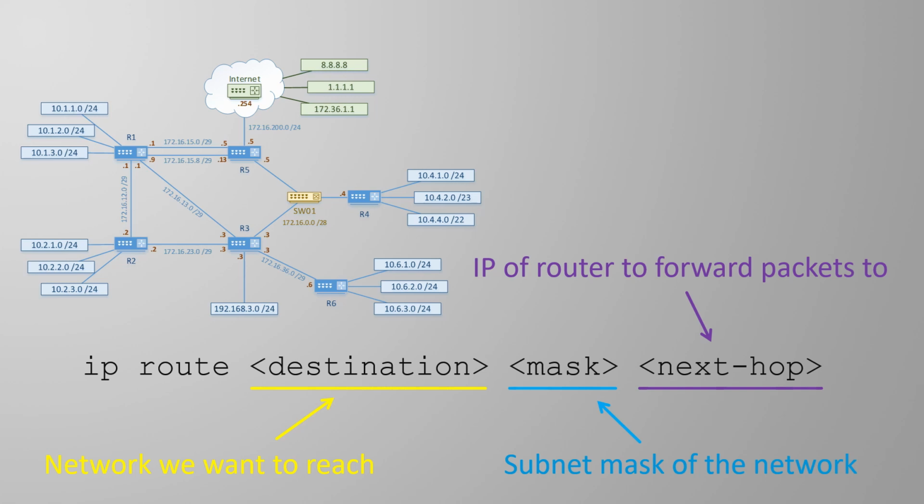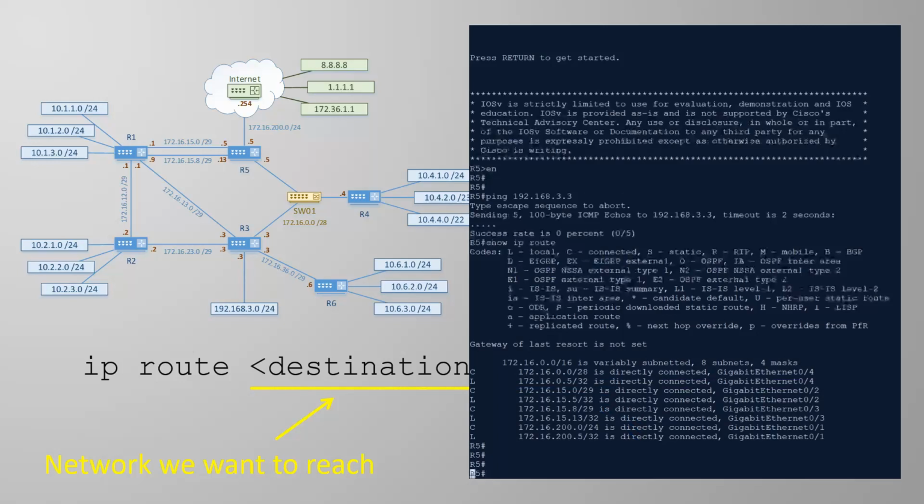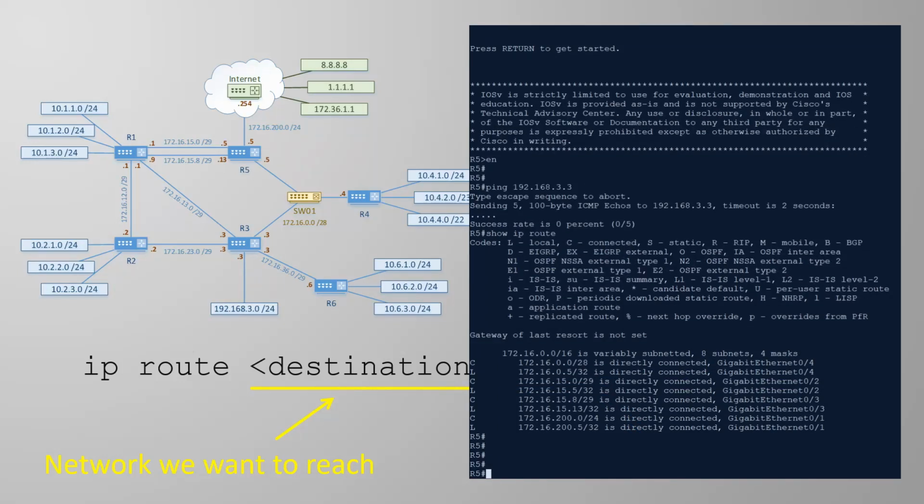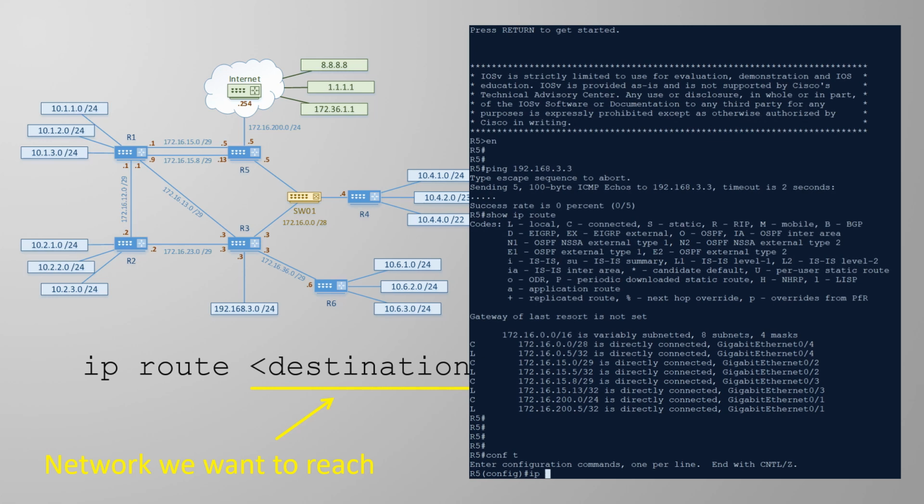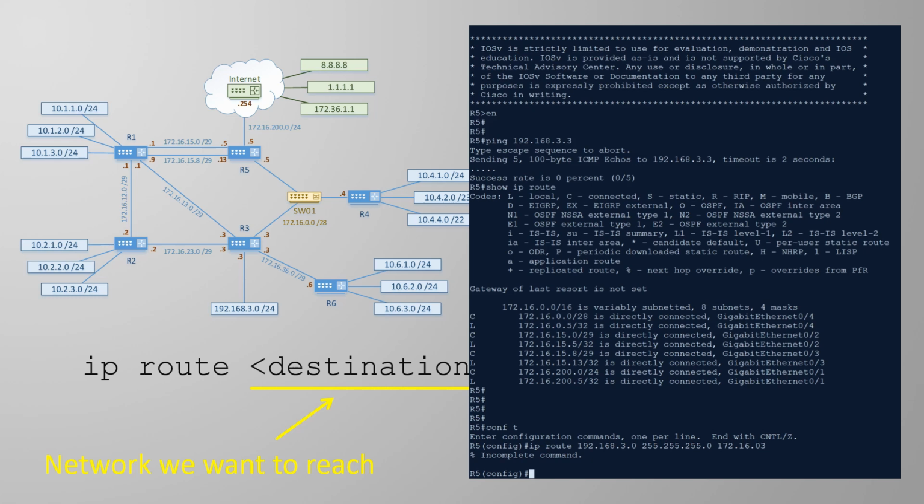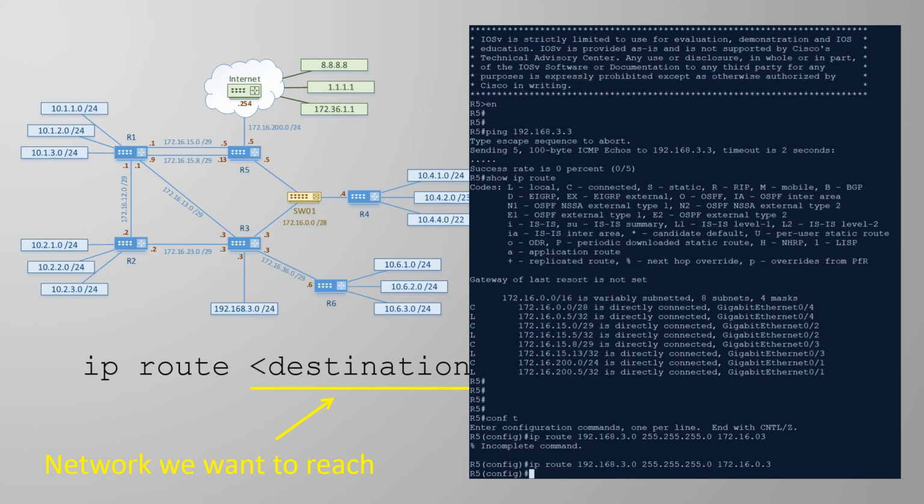For example, router R5 may use the IP address of R3 as a next hop, as they both have interfaces in the 172.16.0.0 network. Maybe it's easier to see this in action. Let's configure R5 with a route so we can reach the 192.168.3.0 network. We use the ip route command, add in 192.168.3.0, give it the subnet mask of 255.255.255.0, and finally the next hop IP is 172.16.0.3.